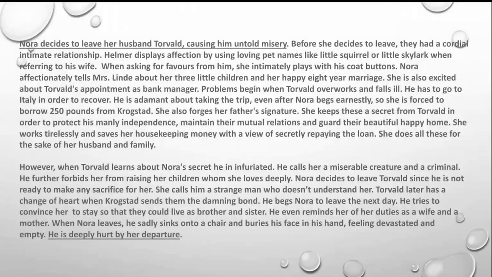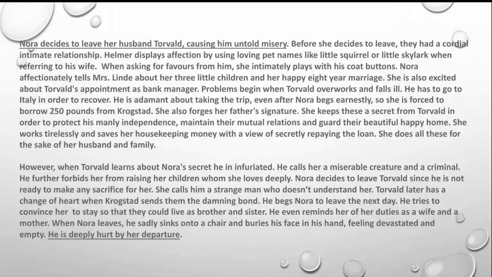However, when Torvald learns about Nora's secret, he is infuriated. He calls her a miserable creature and a criminal. He further forbids her from raising her children, whom she loves deeply. Nora decides to leave Torvald since he is not ready to make any sacrifice for her. She calls him a strange man who doesn't understand her.